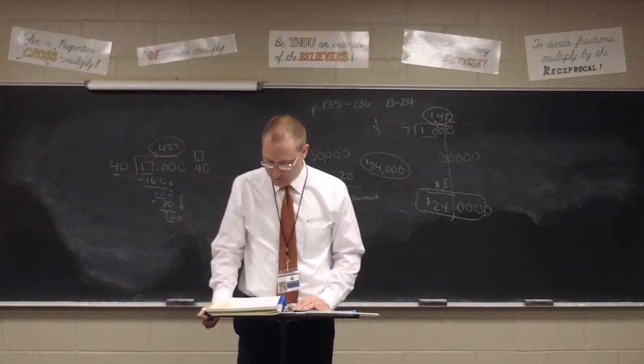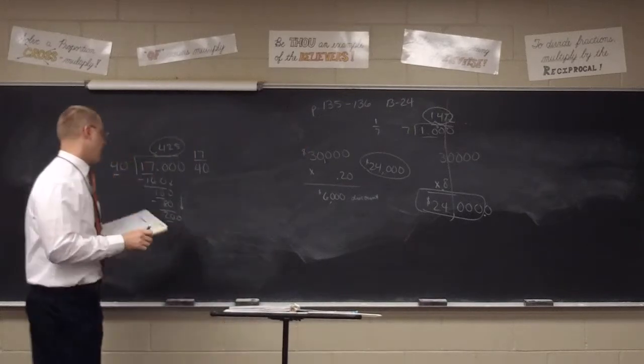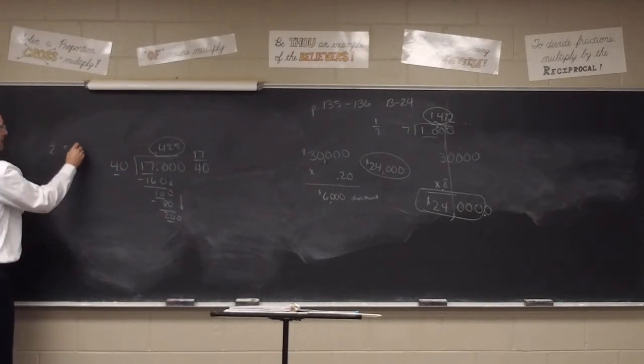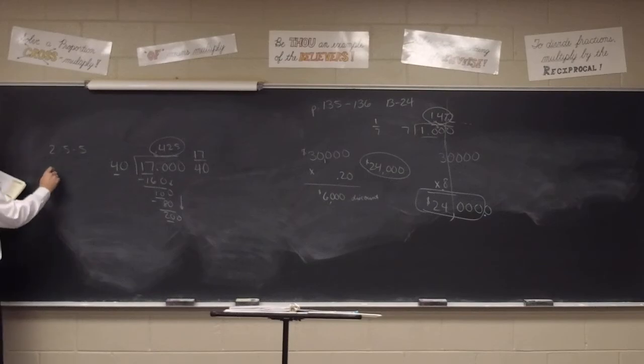What's the GCF of 50 and 65? 5. Again, you're going to factor into 2 times 5 times 5 for the 50. 65 is going to be 3.